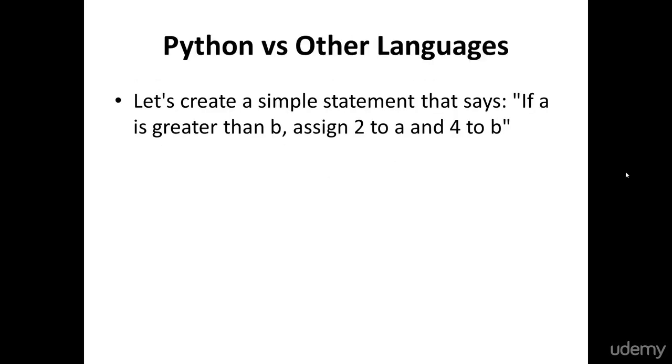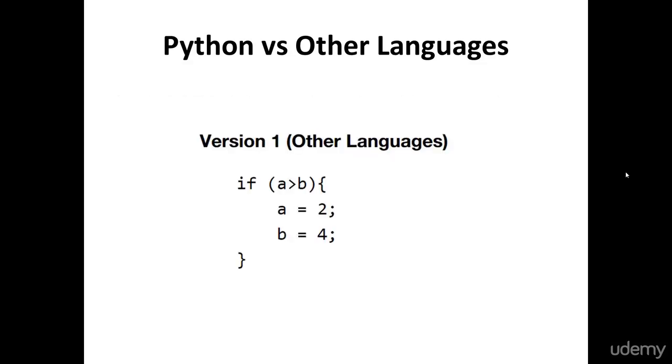So let's look at Python versus other languages. What we're going to do is create a simple statement that says if A is greater than B, so if a variable A is greater than a variable B, assign the number 2 to A and the number 4 to B. Let's take a look at what this would normally look like in another language.